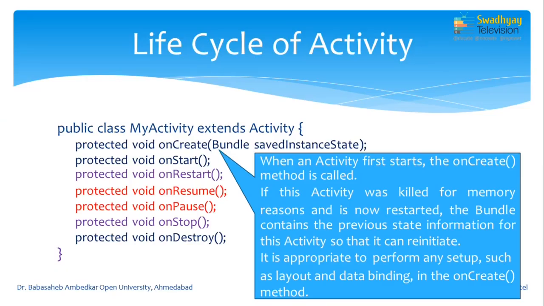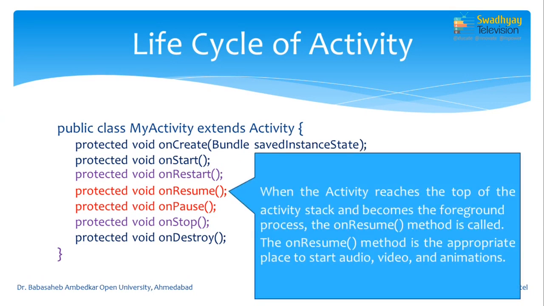The next method is onStart. onStart is called immediately after onCreate. Normally first onCreate is called, then onStart. Suppose your activity reaches the top of the activity stack and becomes the foreground process, then it will call the onResume method. What to write inside onResume? It is the appropriate place to start audio, video and animation that is available in your activity.